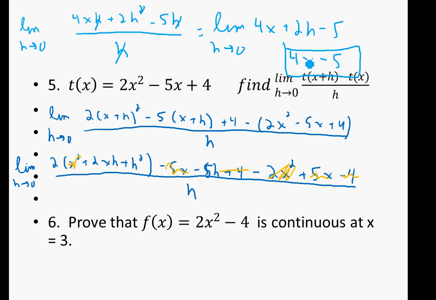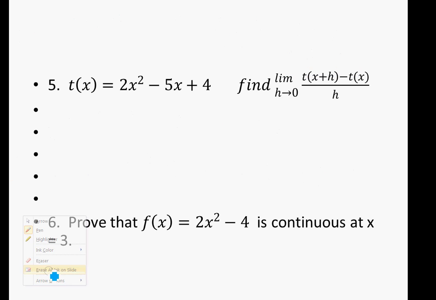There you go. And if you know the shortcut for derivatives, then you can check your answer. 4x minus 5 works nicely. Perfect. Okay. Let's clear all this stuff out of here. Erase everything. Let's go back to red.